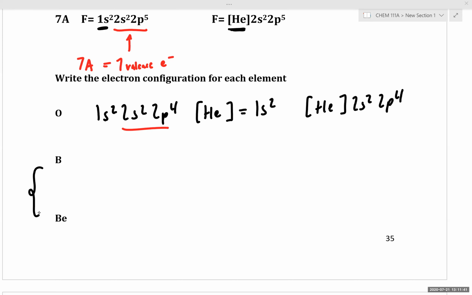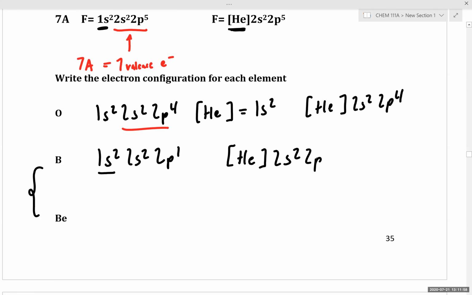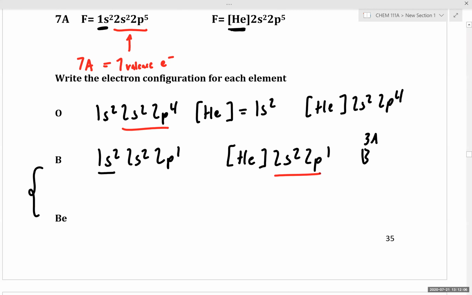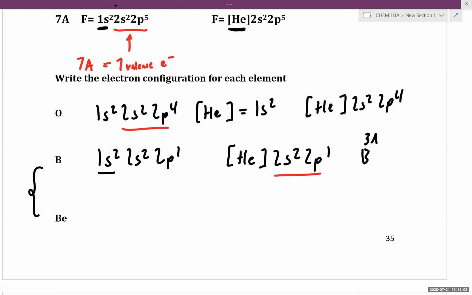Okay, so let's discuss this example. So boron, our configuration will be 1s2, 2s2, 2p1. We can abbreviate our core electrons. Writing this out in an abbreviated configuration, we have helium, 2s2, 2p1. Notice that boron is a 3A element, so as a result, we have 3 valence electrons.